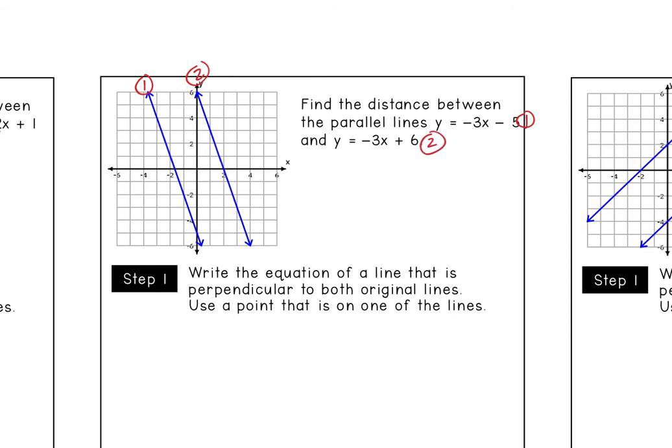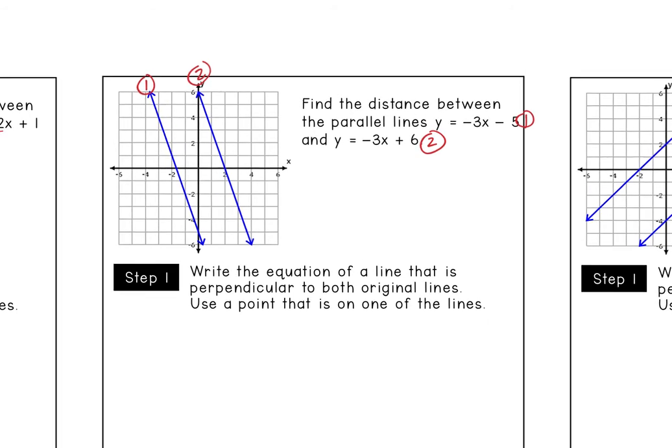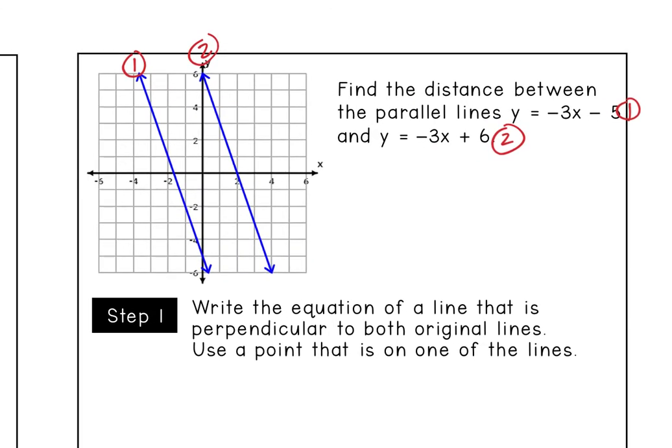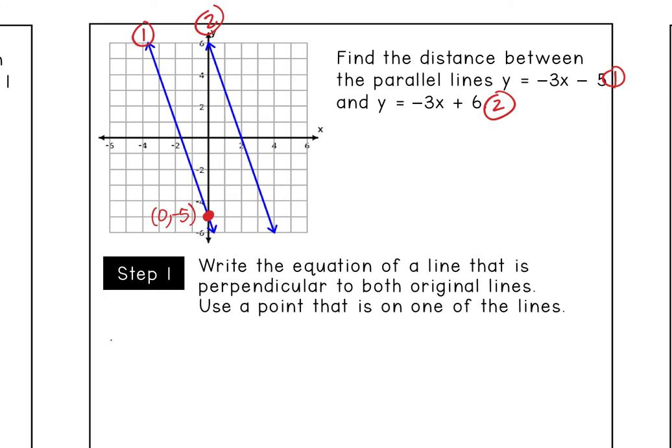So we need to write the equation of a line that is perpendicular to both of these. So we're going to pick a point from one of the lines. I think it's always easiest to pick a y-intercept. So if you look closely, the y-intercept of the first line is right there where I drew the red dot, and that is (0, negative 5). So let's use that as our x1, y1.